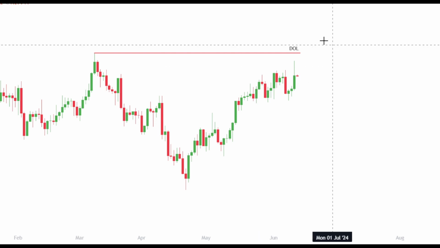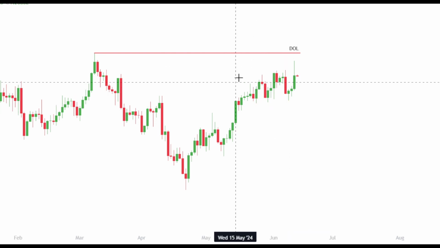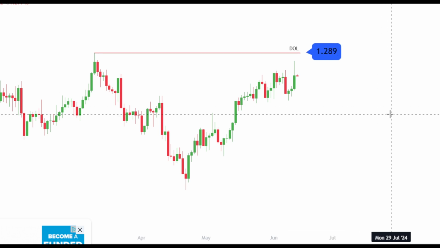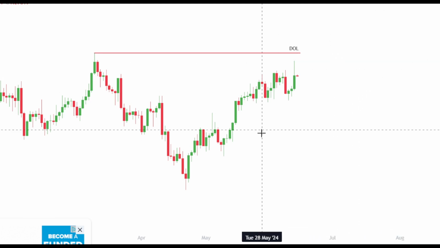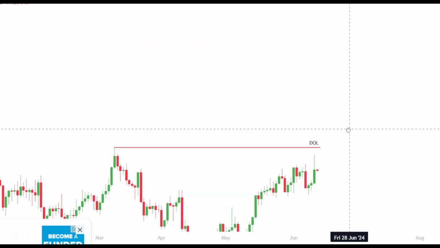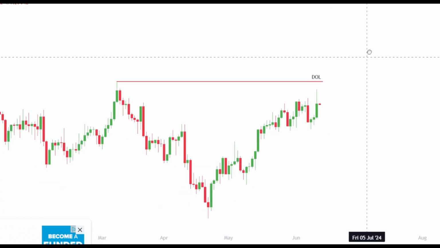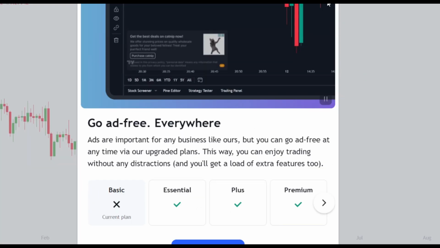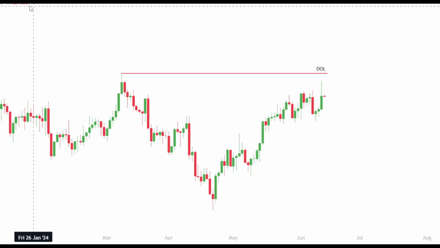So this is the next draw on liquidity. If I label that for people, the price I expect this DOL lies at is 1.289. This is the next liquidity. I expect price to smash through, eventually up to some higher levels over here where there's inefficiencies. But for now, we're going to be focusing on this DOL, or this liquidity.